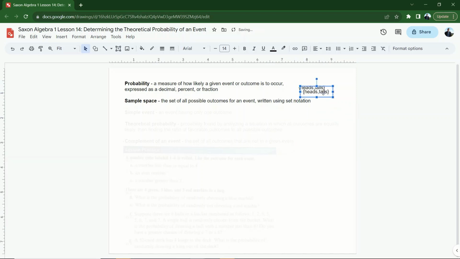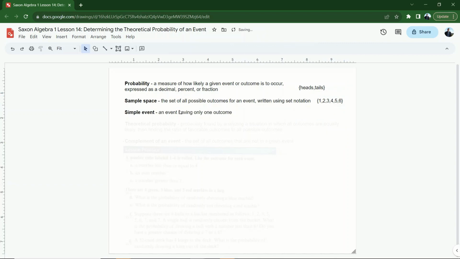If I was to do the same thing for all possible outcomes of rolling a dice, it would look the same. It would be 1, 2, 3, 4, 5, 6. That's the sample space for rolling a dice. A simple event is an event that has only one outcome. So rolling a 3 on a dice would be a simple event. Rolling an odd number on a dice would not be a simple event because there are 3 possible outcomes that satisfy it, three favorable outcomes, when I say rolling an odd number or an even number on a dice.